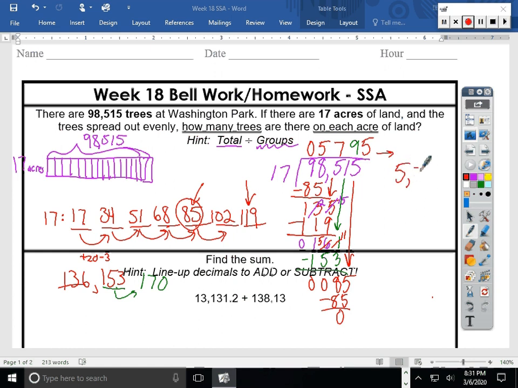Probably 5,795. And we want to make sure we're answering the question where it says how many trees. That's what they're asking. I would call this trees. We can box that in or frame it. It seems to be our answer. So kind of a couple steps involved here. Maybe a bar model helped us to see that we needed to divide. Next we did some long division, and we talked about skip counting by 17 to try to help ourselves out with a strategy today.